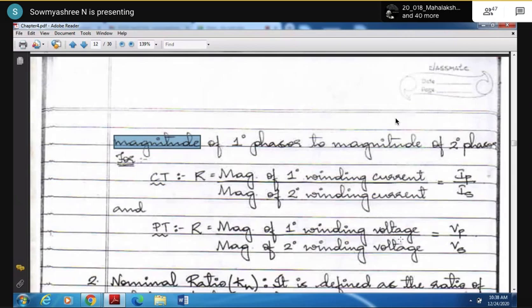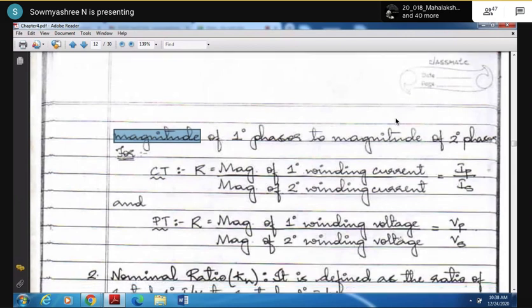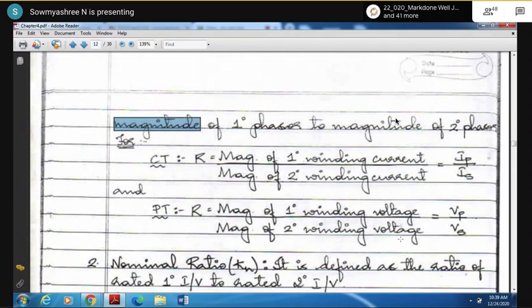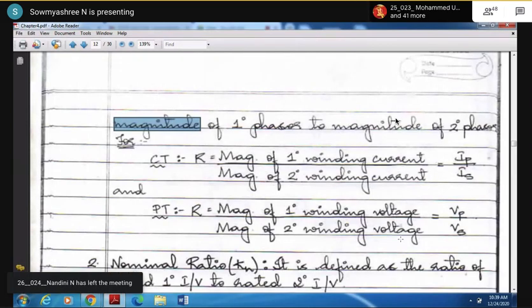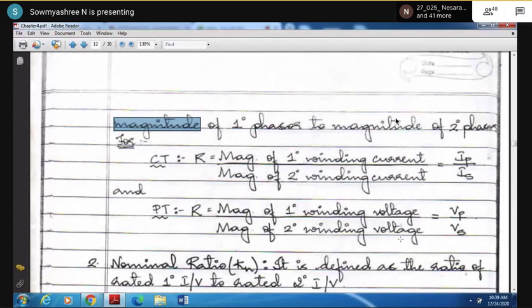That is one of the terms. The next one is nominal ratio. It is denoted by the letter K suffix N, Kn. Nominal ratio is defined as the ratio of the rated primary winding current to the rated secondary winding current. Please kindly understand the definition clearly.